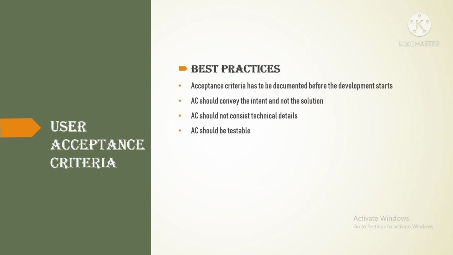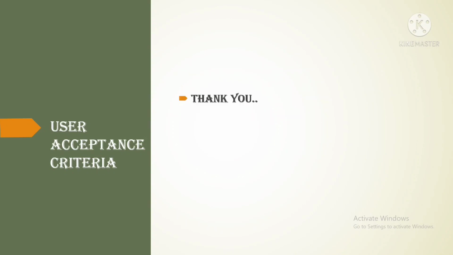Now there are a few points which should be kept in mind when we work on the acceptance criteria. It's always important that we document and get the acceptance criteria reviewed by the product owner, and it should convey the intent and not the solution of the story. We do not mention the technical details as part of the acceptance criteria, and most importantly, every condition should be testable. I hope the content was easy to understand.